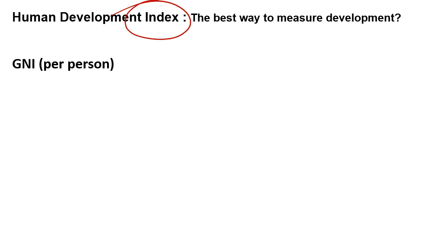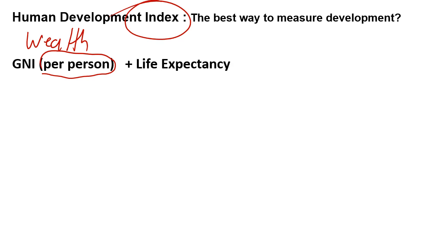This index is compiled by adding 3 things together. First of all, they look at the wealth of a country, how much money each person on average has in the country. They add to that how long people live. They add to that again how many years people have in education. And this gives a score on the Human Development Index. And the highest score you can achieve is a score of 1, and the lowest is a score of 0.